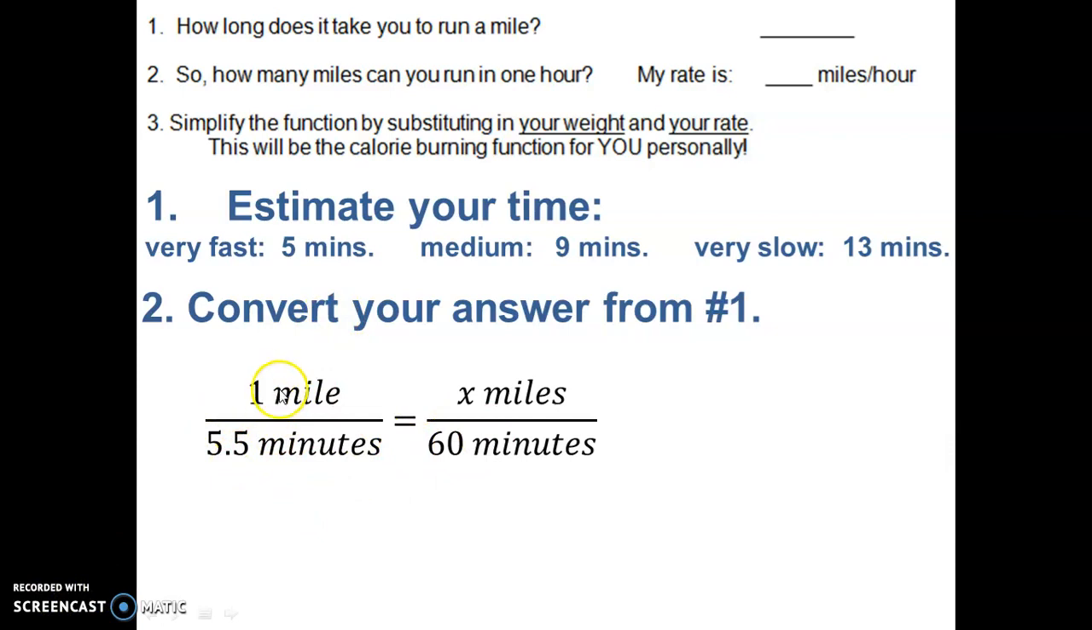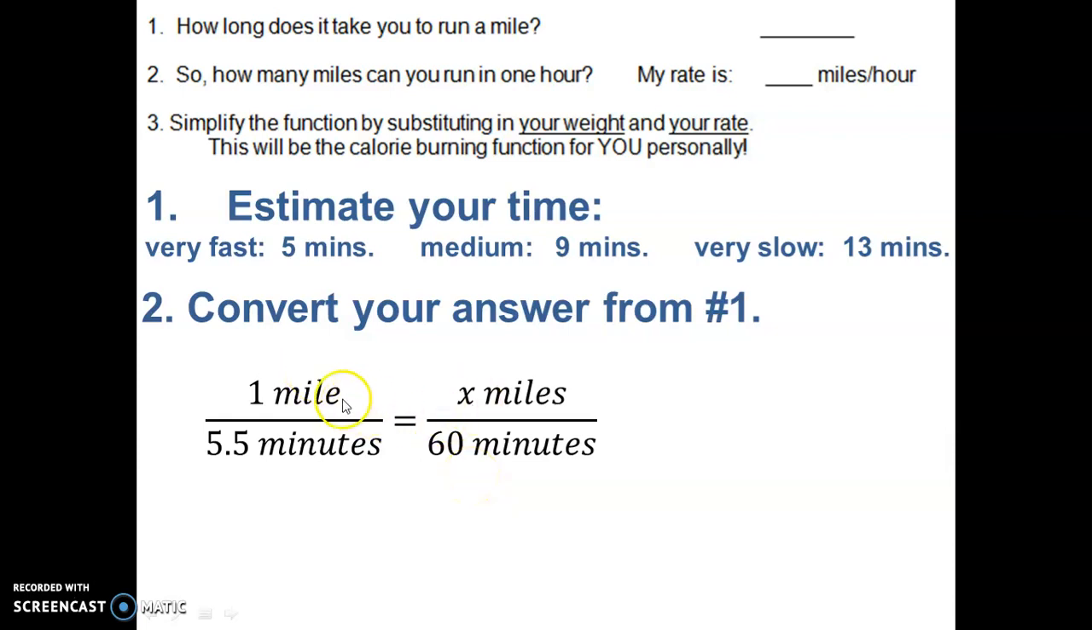You set that up for yours. 1 mile, you're going to use the same here, but here you'll put the time you decided on based on this first part. Then you set that equal to, we're making a proportion here, to blank, some unknown number of miles for every 60 minutes, because we want a miles per hour rate. So we want to know, if I run 1 mile in 5.5 minutes, how many miles is that in 60 minutes?